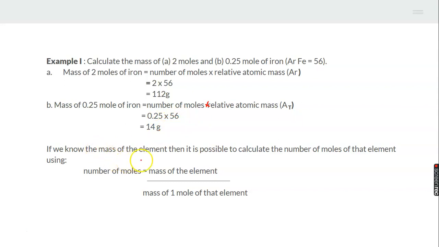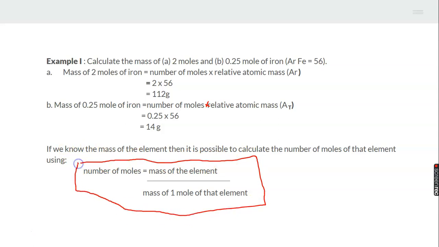So if we know the mass of an element, then it is possible to calculate the number of moles of that element using this relationship. Okay, this is another relationship. Let's highlight it. To calculate, number of moles equals mass of the element over mass of 1 mole of that element. Do you understand? Mass of 1 mole of that element, in some textbooks you see it as what?